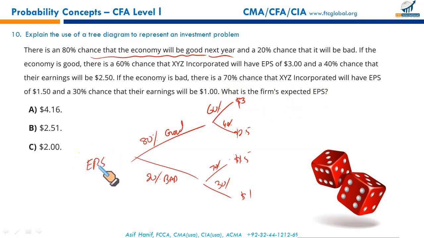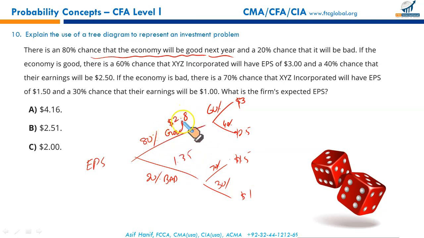We have constructed the decision tree. We just have to roll it back. How do we roll it back? We will take 60% of 3 plus 40% of 2.5. This brings us $2.8 of expected EPS in case the economy is good. 1.5 times 70% and 30% of 1 gives you 1.35.